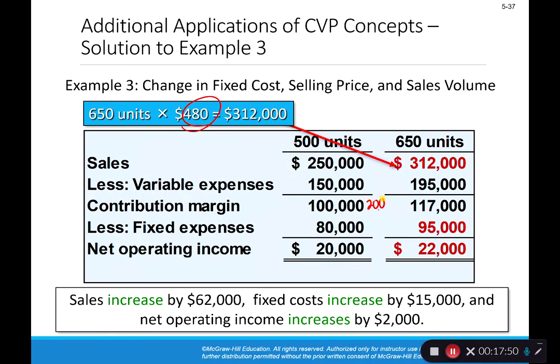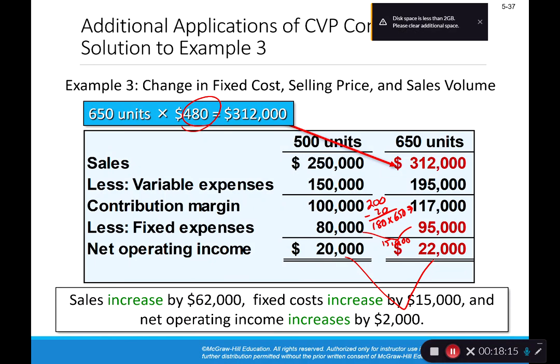You know your CM was 200. If you eliminate 20 in selling price, your new CM is that 180 times 650, which is where you get that 117. Then you can get your new fixed cost by adding the 15,000 in advertising to figure out what your new income would be. But again, it's the 2,000 I predicted it would go up by. It went from 20 to 22.